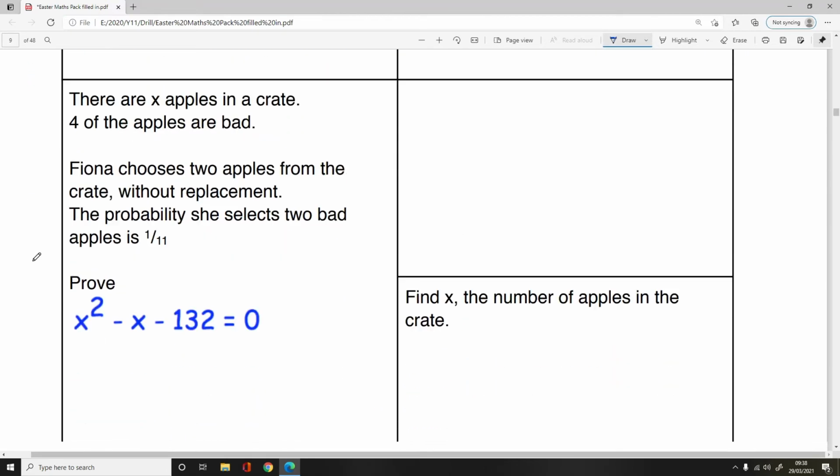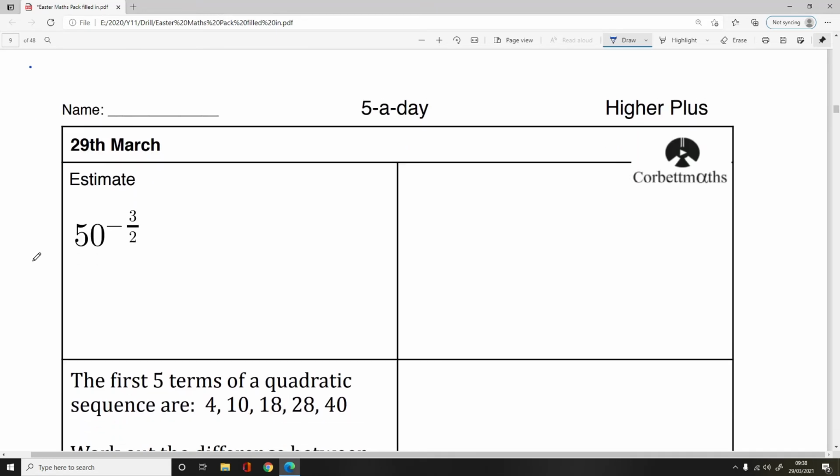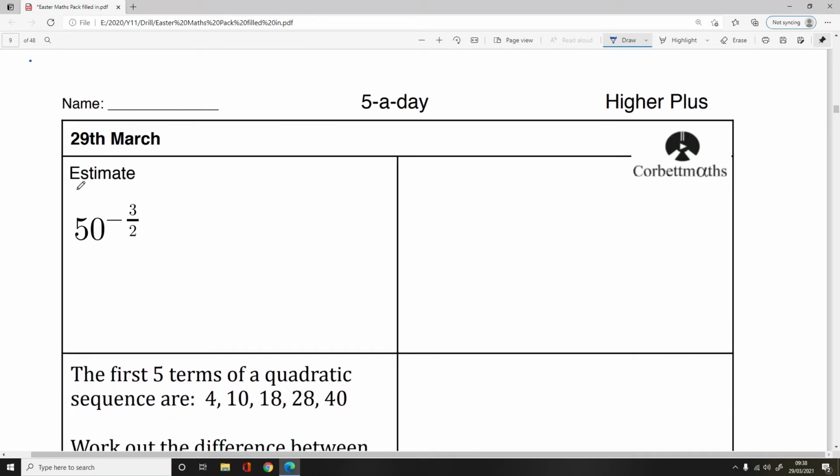Okay, interesting. So we're starting off here with an estimate. Now you've got to see the word estimate, and it means, okay, this is on a non-calculator paper for one. You've got to try and say what this is roughly. So how would you do this?